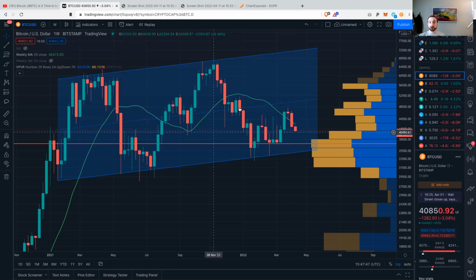This most recent drawdown after the new all-time high that was made at the end of 2021 came back down and revisited that level, spent more time in the 39K region. We could say maybe 36 to 39K if we want to talk about a range instead of a point value.